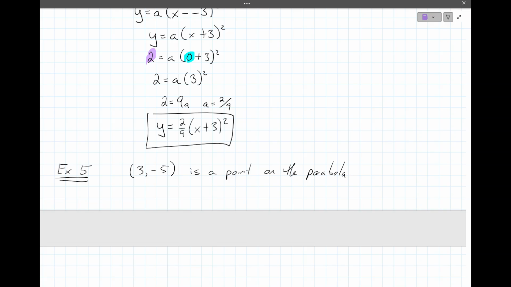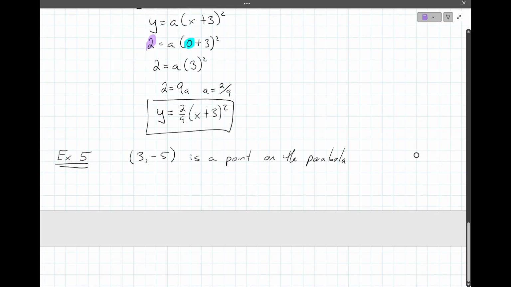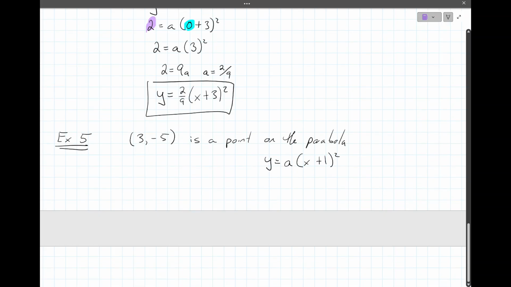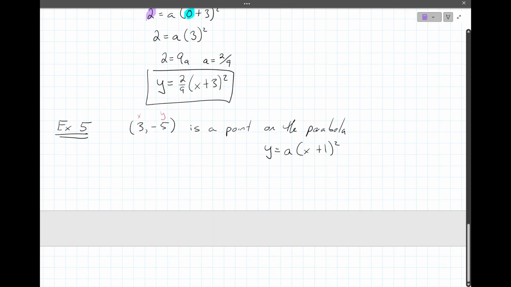All right, it tells us the parabola is y equals a times x plus 1 squared. So it says name another point. Or let's just find a and name another point. So what we're going to do is, we know that this is an x, that's a y, and we're given the h value already.